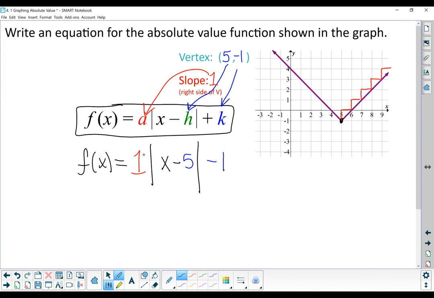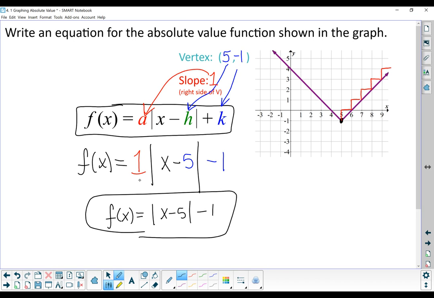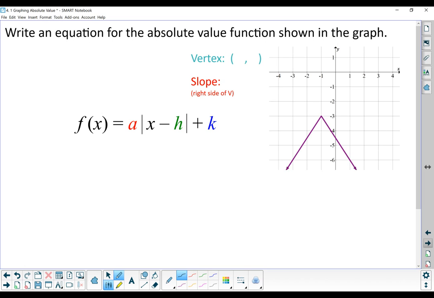It's not necessary to write the 1 there, so this would be more commonly written as x minus 5 in our absolute value, and then subtract 1. It's not wrong if you write the 1 there, it's just not necessary. Okay, let's try another one of those. So here's our little graph.